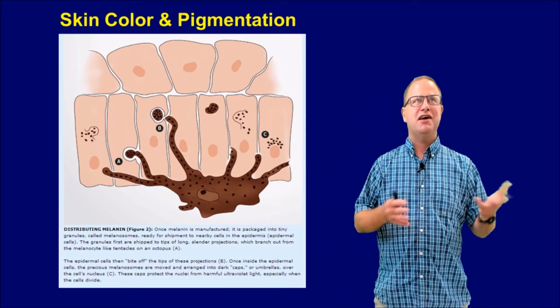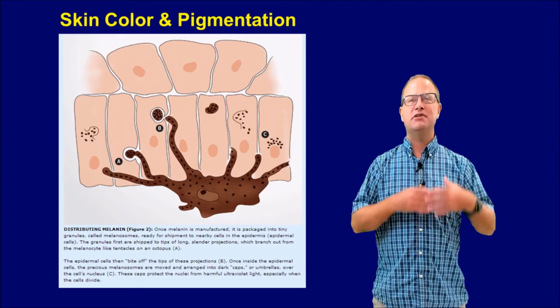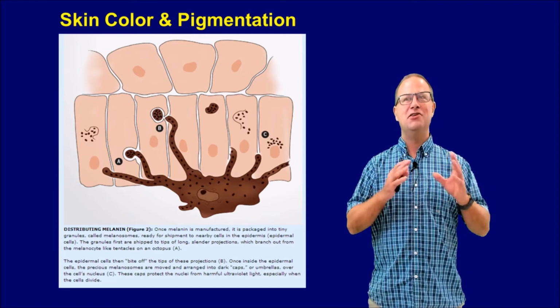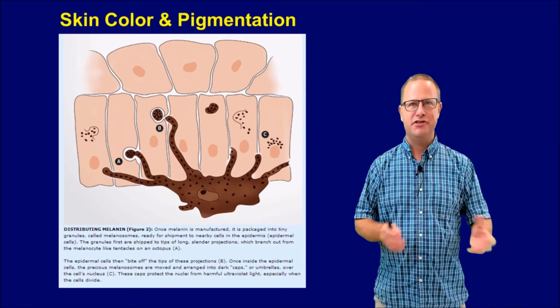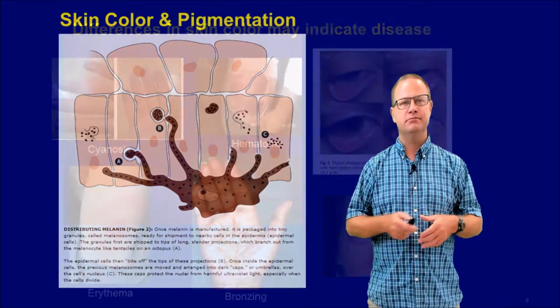But the purpose of the melanocyte is not so we look bronzed and stuff like that. It's to really protect the underlying tissues from UV radiation, because UV radiation is a known carcinogen and known mutagen. It can really destroy the DNA very, very quickly if we don't have protection.